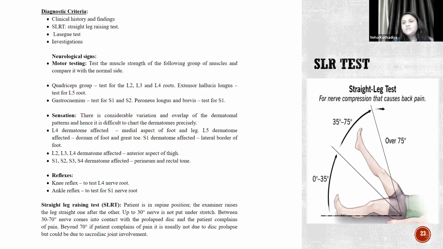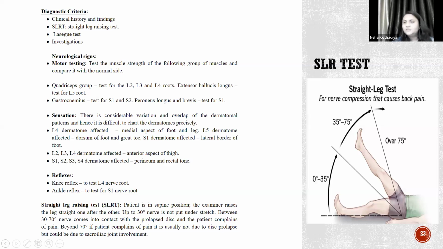Diagnostic criteria from which we can diagnose that the patient is suffering from sciatica. Clinical history and findings: from the pain site or areas we can diagnose sciatica. The foremost test for sciatica is the SLR test, that is, the straight leg raise test, the Lasegue test, and other investigations like X-rays or MRIs. For neurological testing, motor testing, sensation testing, and reflexes are very important. Knee reflex tests the L4 nerve root, ankle reflex tests the S1 root. And the very important test is the straight leg raise test.